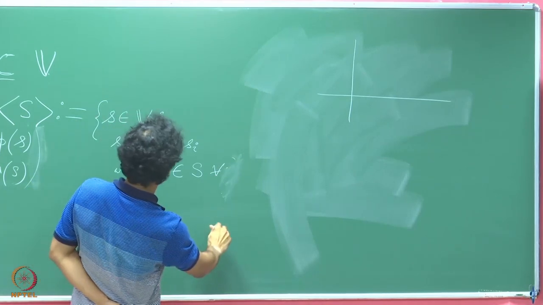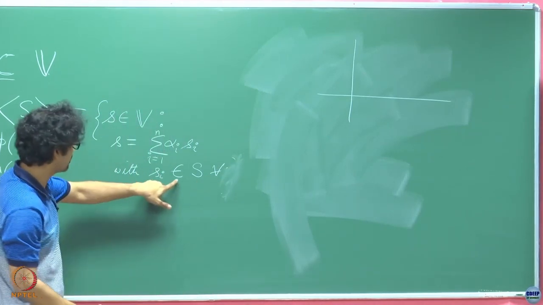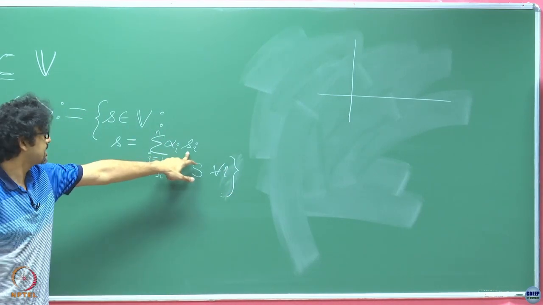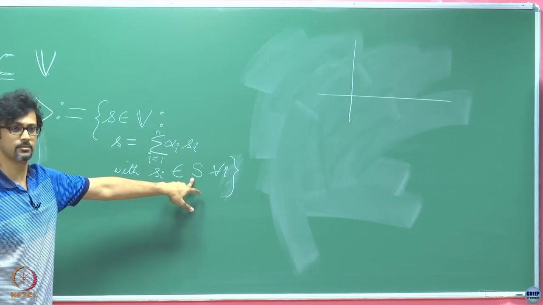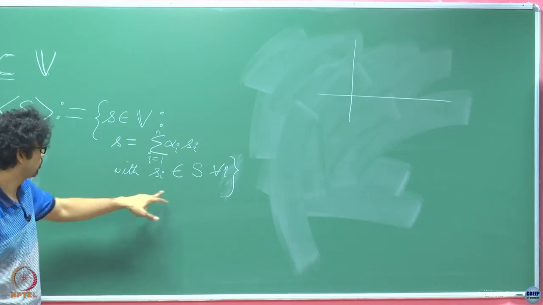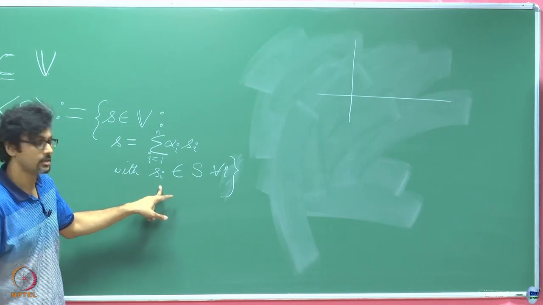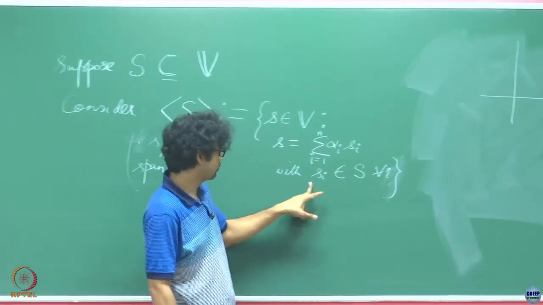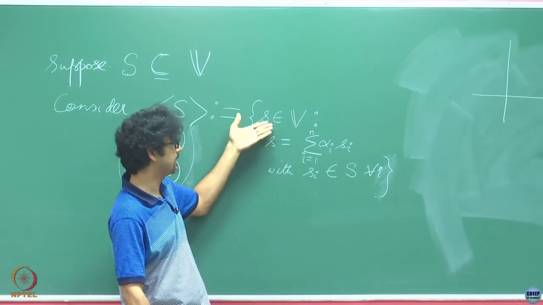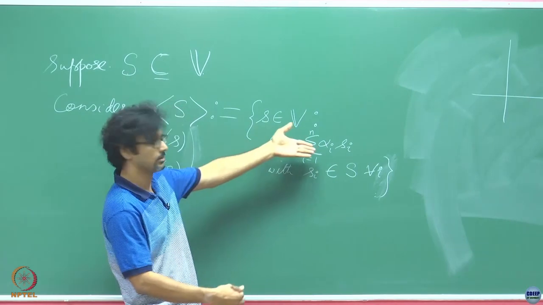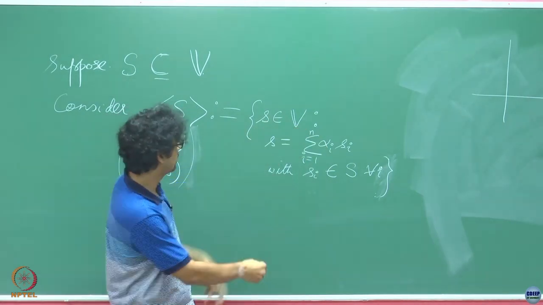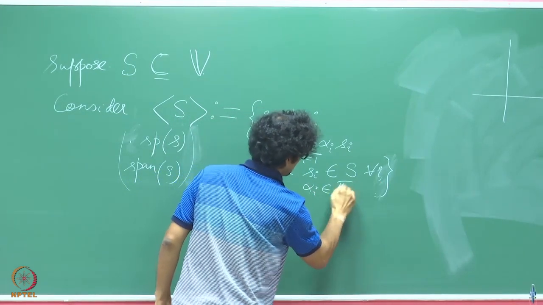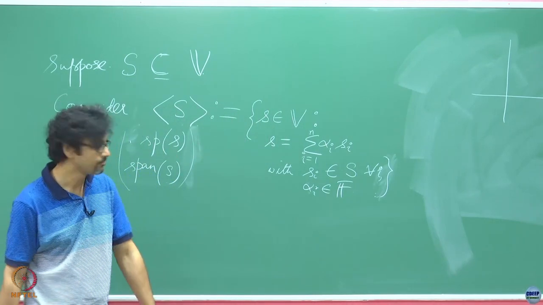That's si for all i, with si belonging to S for all i. That means each of these si's comes from S. So S1, S2, S3, S4, suppose you have till S500. For all i from 1 to 500, S1 through S500 all come from this set S. So you are basically combining elements in the set S. Maybe I should also write that alpha i is part of the field.